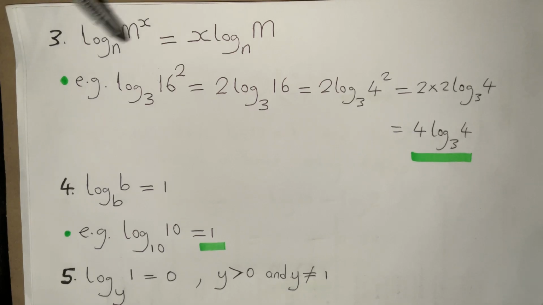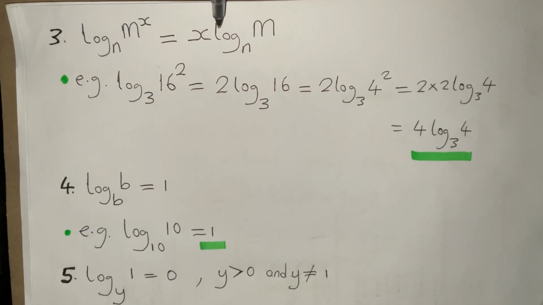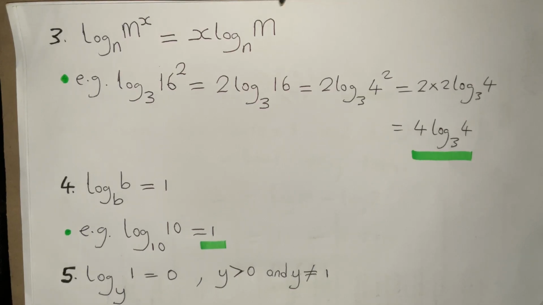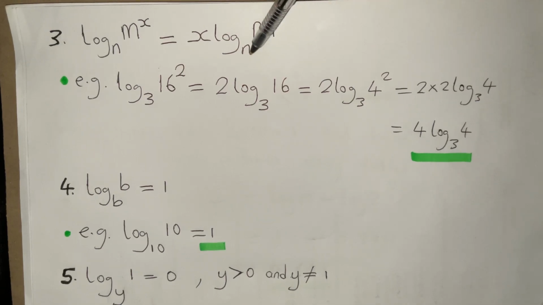Third law: log of m raised to the power x to base n can be written as x log of m to base n. So this power goes right here, and it becomes x log of m to base n.